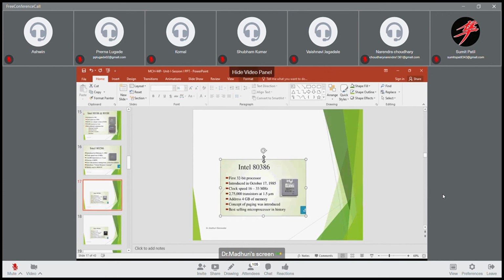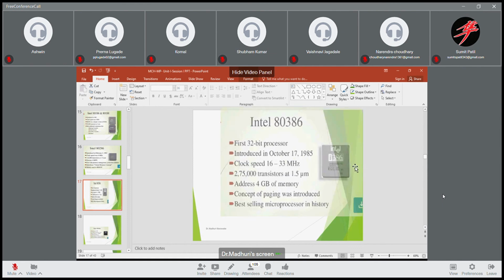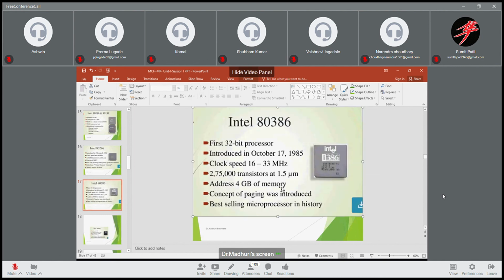Now this 386 microprocessor was developed in 1985. Its clock speed is 16 to 33 megahertz, and there are about 275,000 transistors, and the address memory is 4 GB.